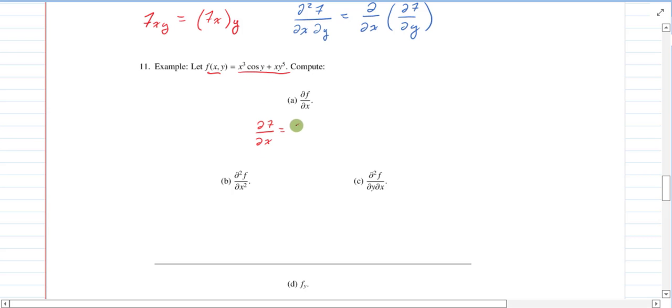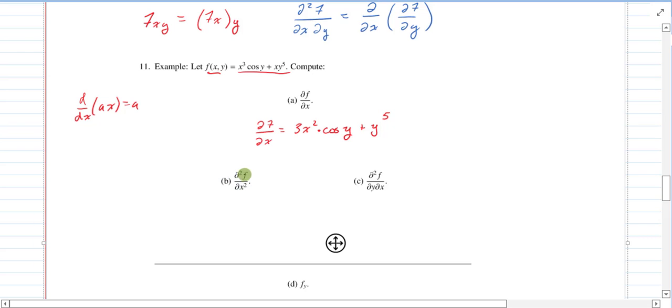So this would be 3x squared, and then this constant of cosine y would just continue along for the ride, so cosine y. Plus, when I take the partial derivative of this expression with respect to x, I'm treating the y to the fifth as if it were a constant. And just from first semester calculus, if I were to ask you to take the derivative of the constant ax, the derivative would just be a. So likewise here, we get y to the fifth.